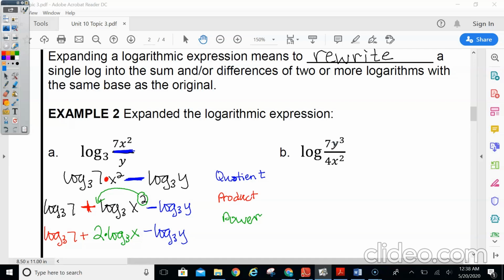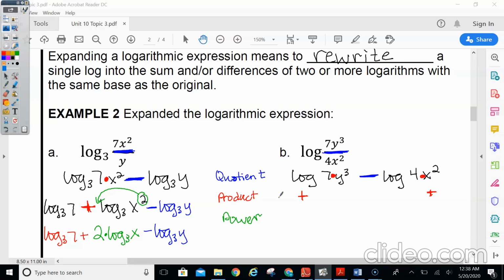Okay, so usually the steps are the same. First thing, if there's division, split up the division by subtracting them. So we're going to do log, it's base 10, but you don't actually have to write the 10. So 7y cubed goes here, and log of 4x squared goes here. Okay, and then you can actually split up both of the products in one step. So here you're multiplying the 7 and the y, and you're multiplying the 4 and the x. So we're going to split this one up by adding. We're going to split this one up by adding the logs.